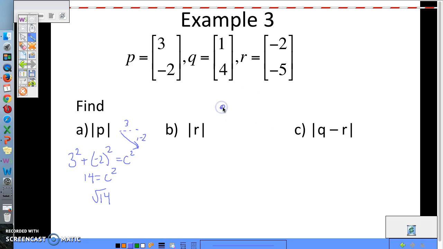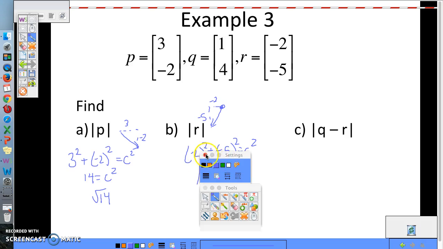Well, what does R do? It goes backwards 2 and down 5. So we have negative 2 squared plus negative 5 squared. So 25 plus 4, so 29. So it would be the square root of 29.